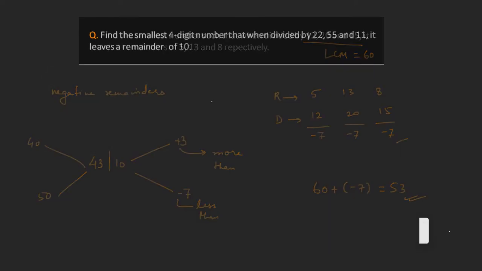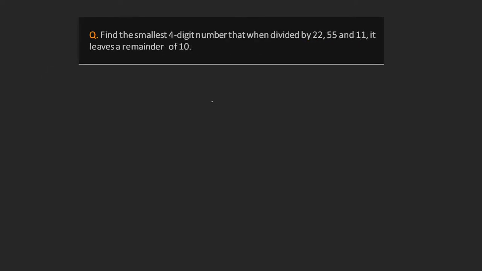Great. Next question. Find the smallest 4-digit number that, when divided by 22, 55, and 11, leaves a remainder of 10. This is not a difficult question, but it is tricky. It's very easy to make mistakes with such questions. You'll see in a moment what I mean.